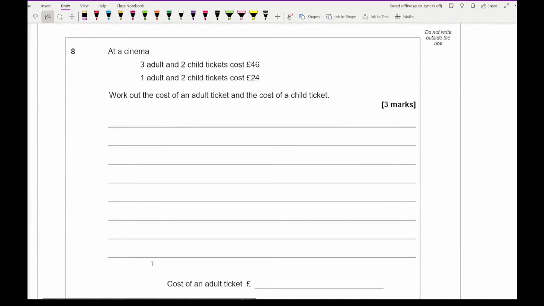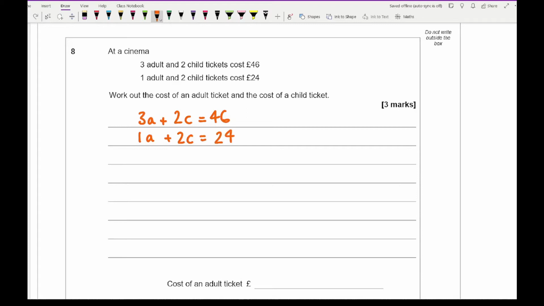Moving on to question 8, it says at a cinema, 3 adult and 2 child tickets cost £46, and 1 adult and 2 child tickets cost £24. Work out the cost of an adult ticket and a child ticket. So hopefully you can spot that this is going to be a simultaneous equation question. And so just by writing the scenario using a bit of algebra, we get this.